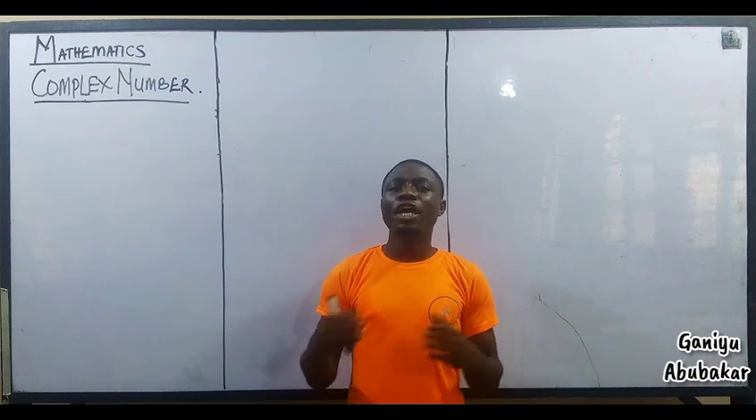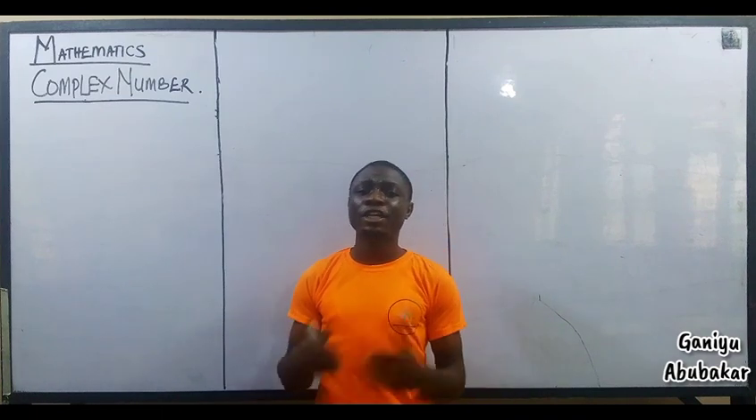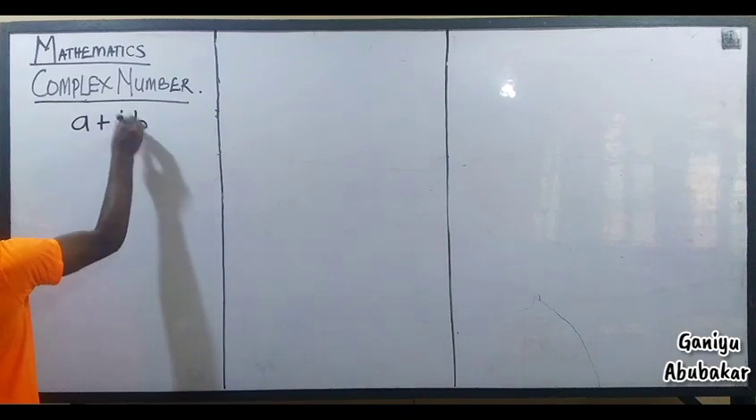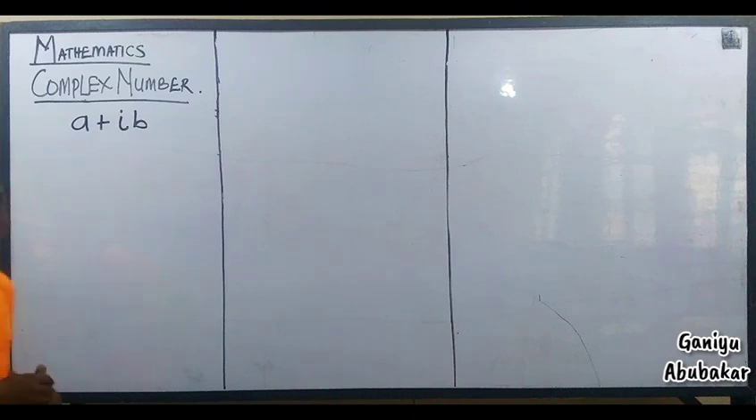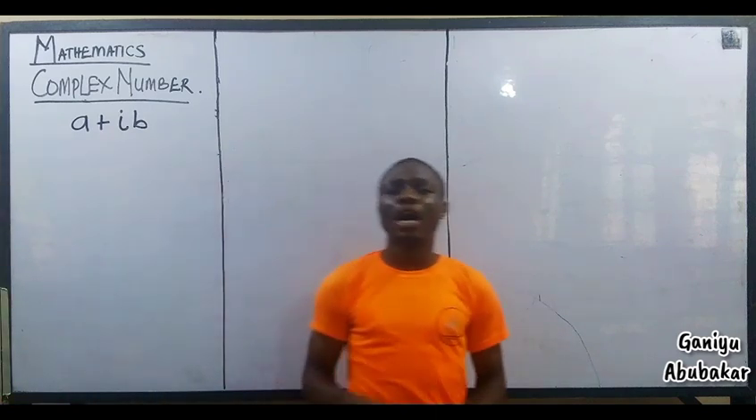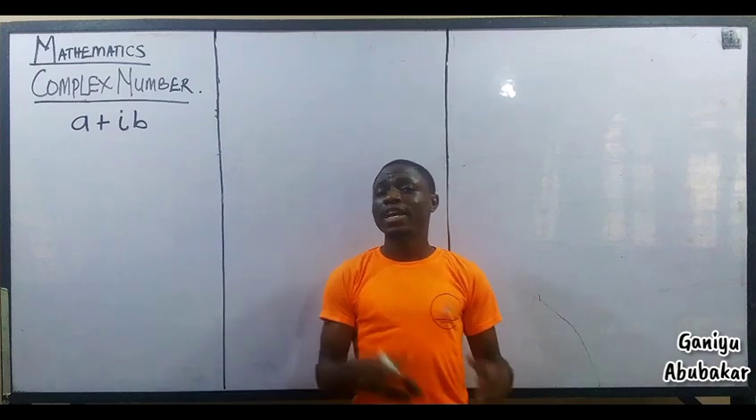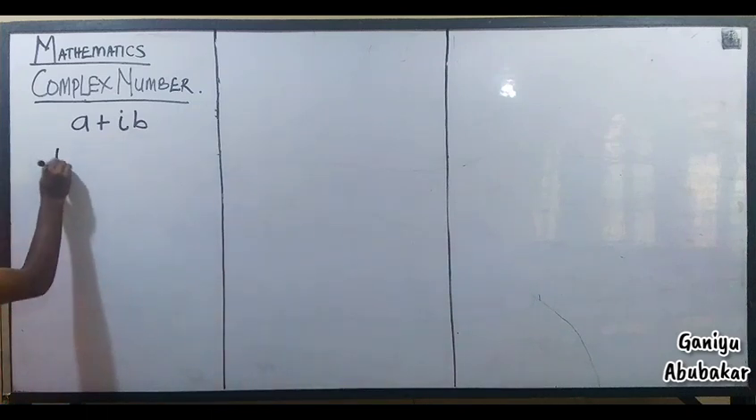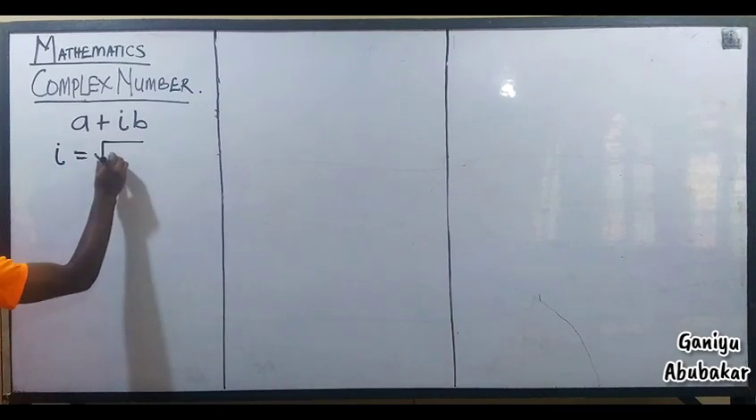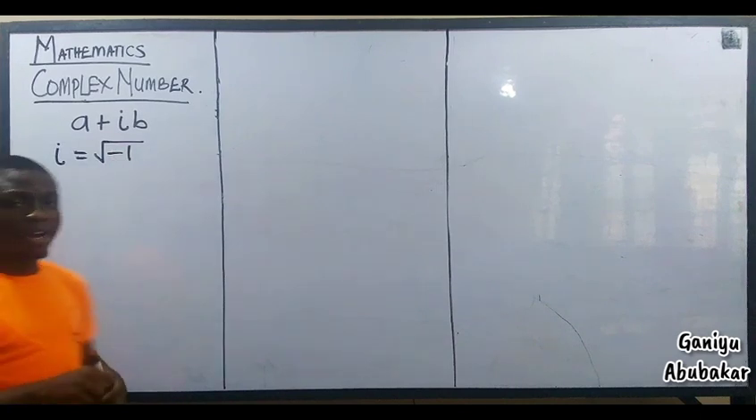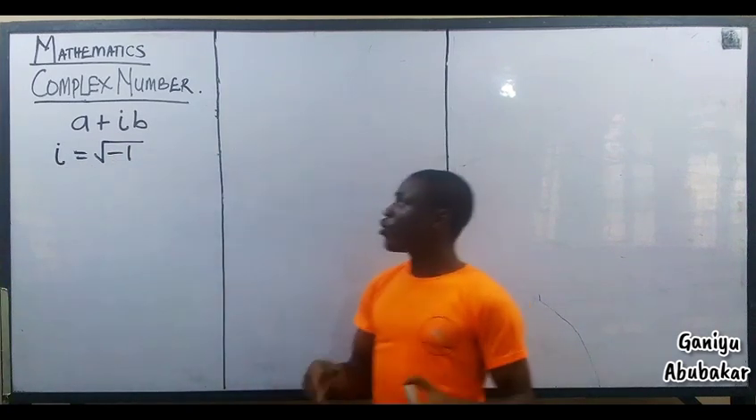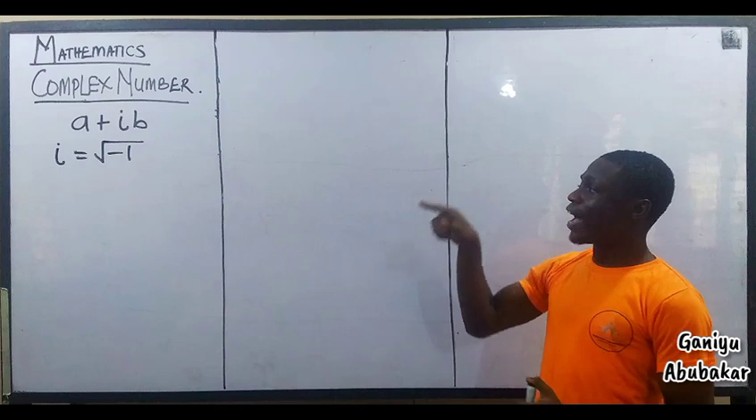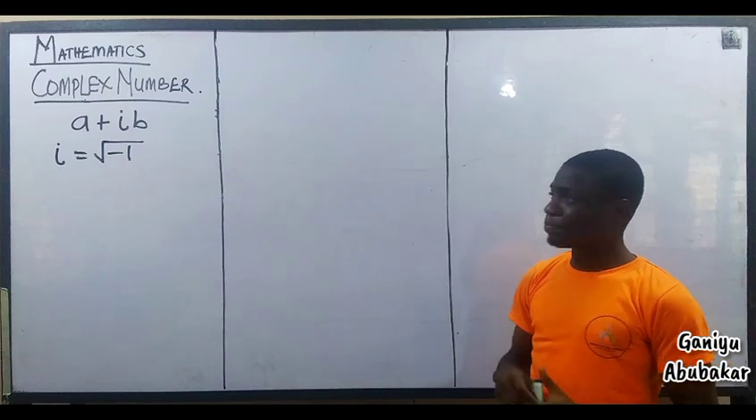By definition, a complex number is simply any number in the form a plus ib, where a and b are called real numbers. By real number, we mean either a positive or negative number, where the value of i is equal to the square root of negative 1, right? So a complex number is a number expressed in terms of what? a plus ib, where i is equal to the square root of negative 1.